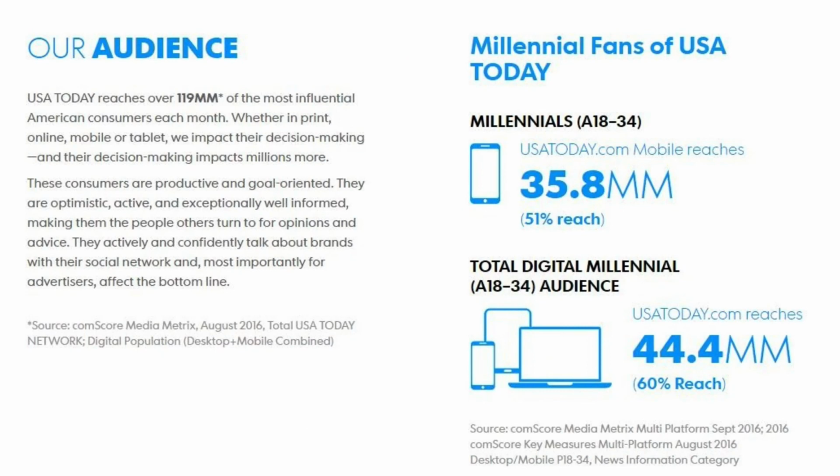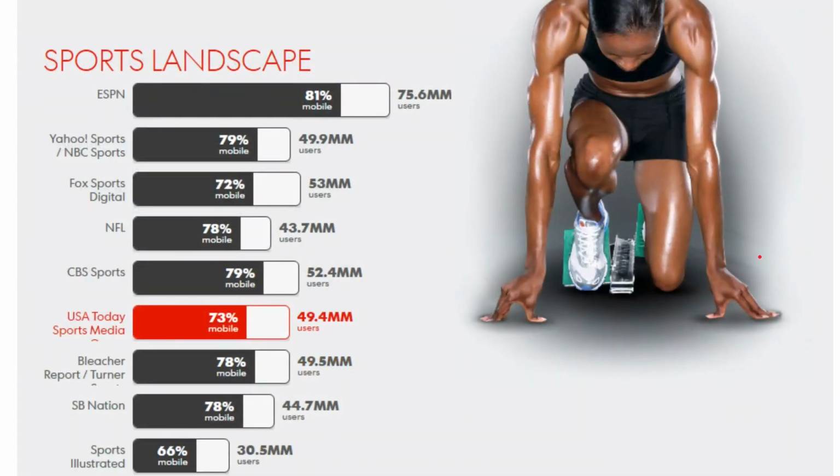I've just got a couple of screenshots out of a USA Today media kit just to give you an idea of what's in there. It shows the quantity of visitors, so it reaches over 119 million Americans. Some demographics, age, millennial, digital, what their digital interests are. This page out of USA Today's media kit also does some comparison for advertisers across different sports media options.